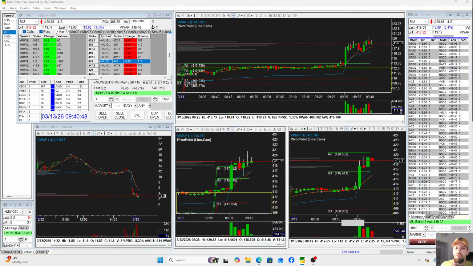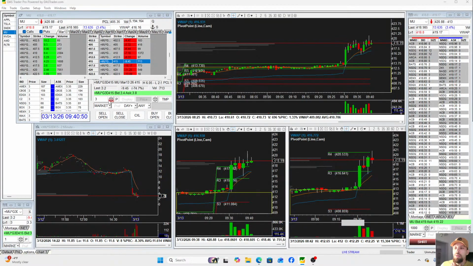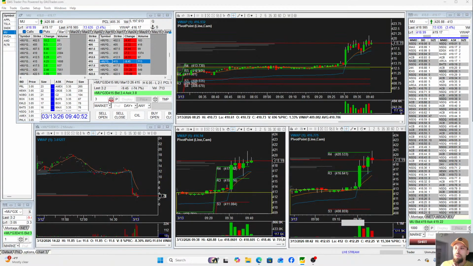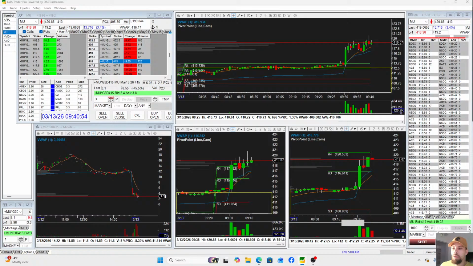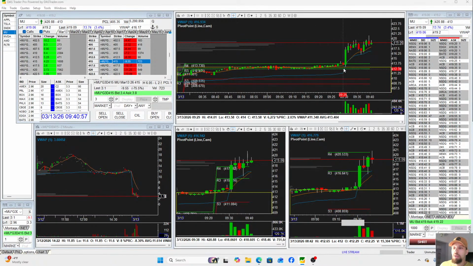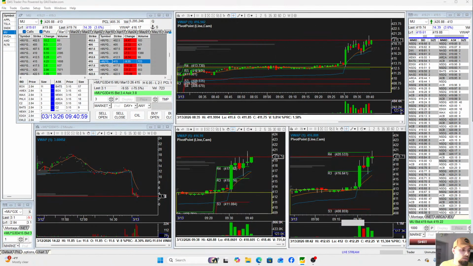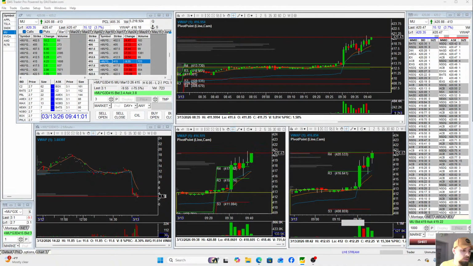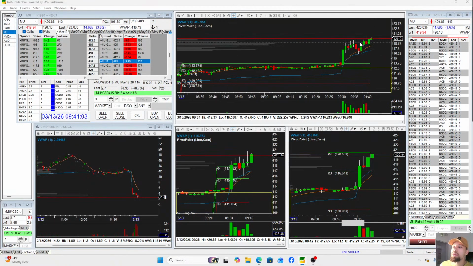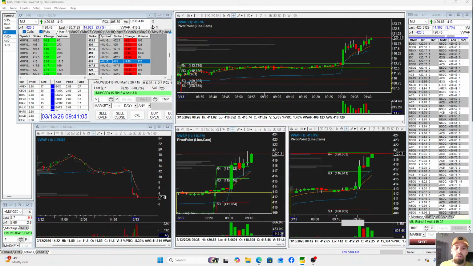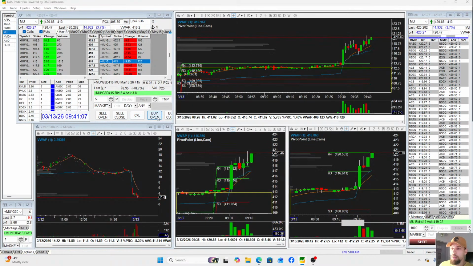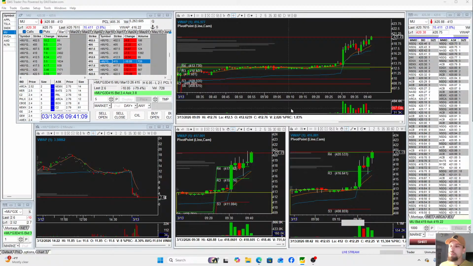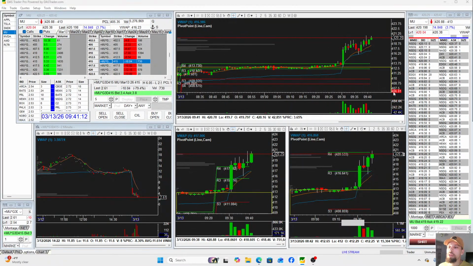Volume's dying down pretty significantly here. Still just kind of going sideways. Okay, pushing up. Let's see what happens here. Look at that volume die significantly.